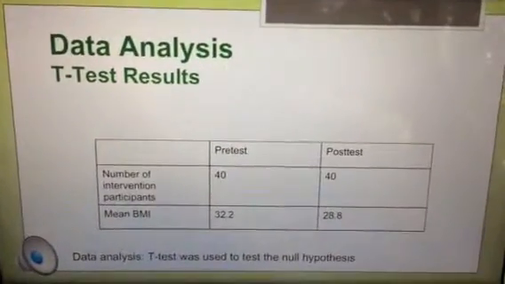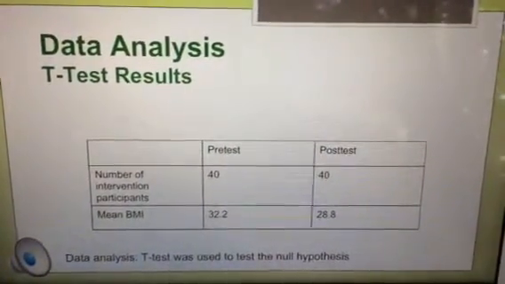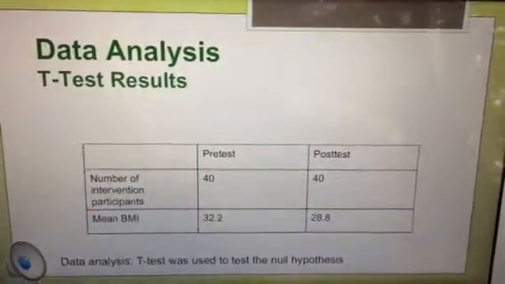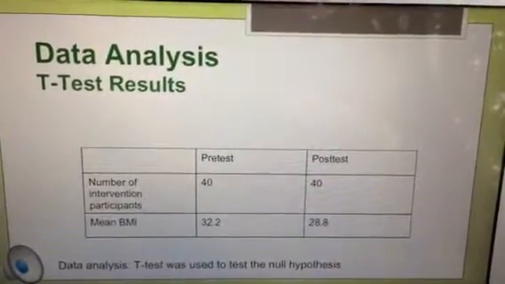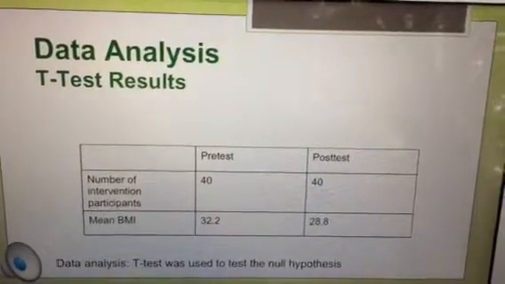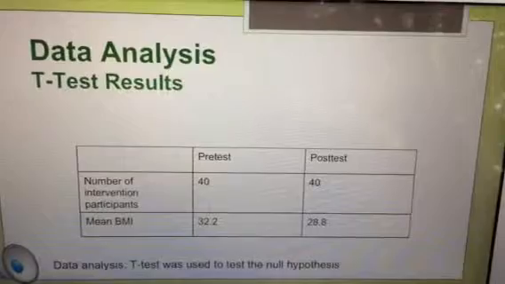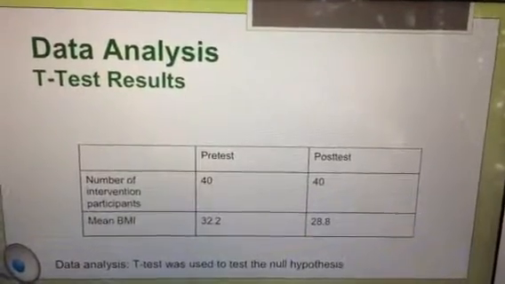Bivariate data analysis was used in order to determine, among our intervention group, the relationship between knowledge of nutrition and BMI level. A pre and post test were administered through a t-test to determine if the intervention group was significantly changed from baseline to follow-up after the intervention.